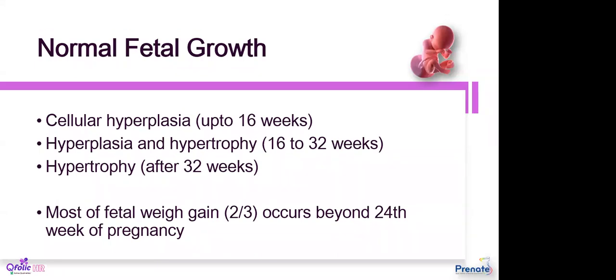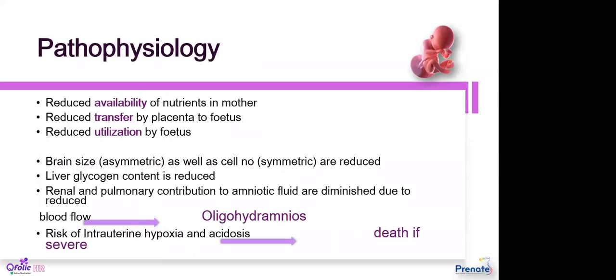Most of the fetal weight gain usually occurs beyond the 24th week of pregnancy, that is, two-thirds of the weight gain of the fetus occurs after 24 weeks of pregnancy. In the pathophysiology, there is mostly a decreased potential in the growth of the fetus in terms of decreased number of the cells or decreased growth of the cells. So mostly the second half growth restriction, which is due to decreased blood supply to the placenta, usually results in asymmetrical growth retardation that occurs when there is decreased blood supply to the placenta.